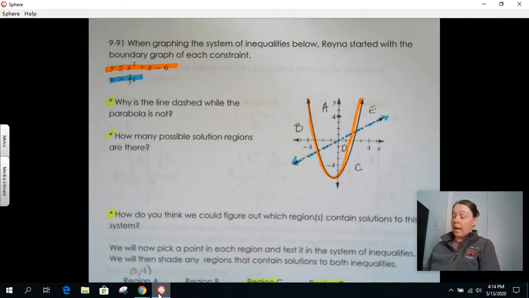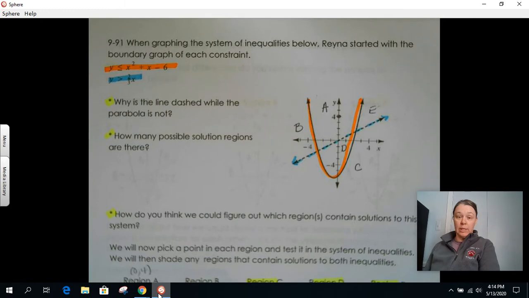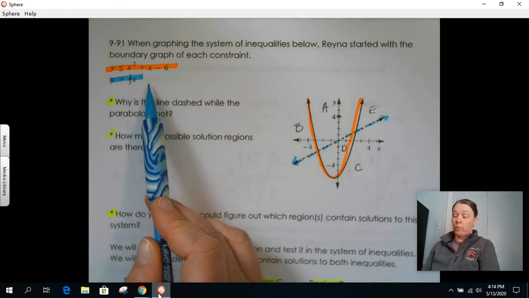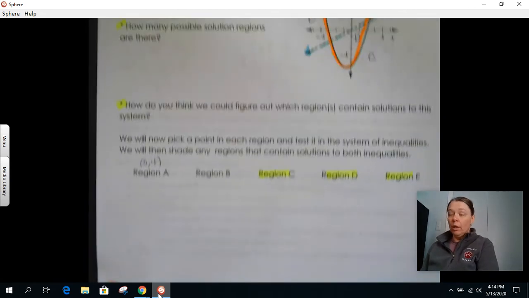Okay, because I am going to ask you to do them for C, D, and E, you might want to, if you haven't already, jot down these inequalities if you haven't printed out the note sheet.